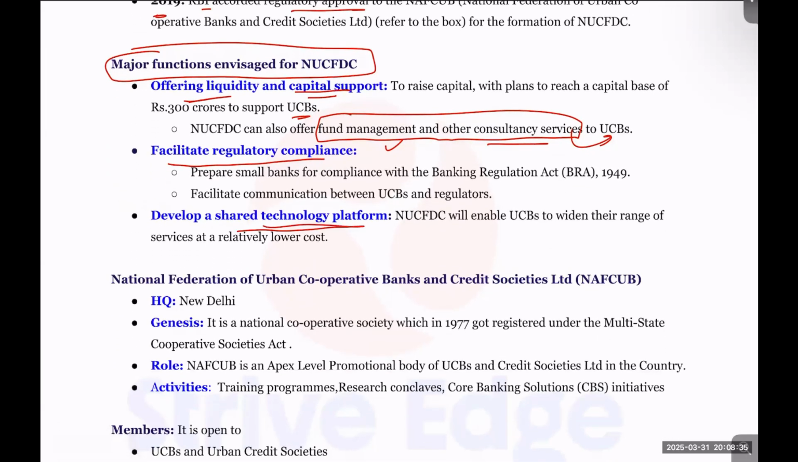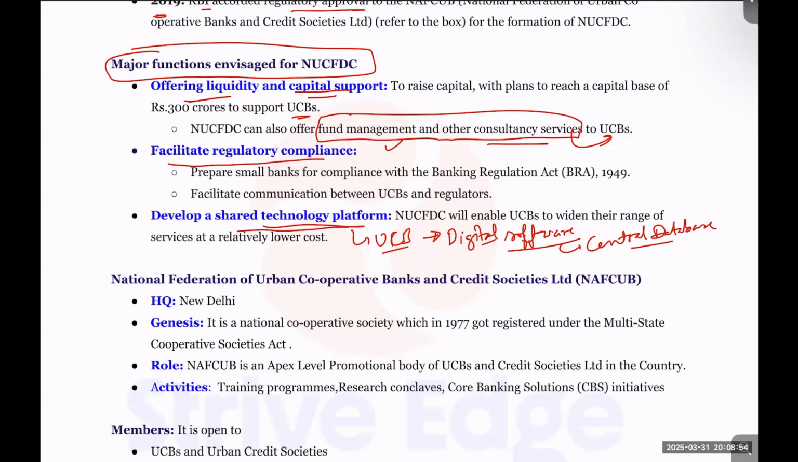The issue today for urban cooperative bodies is that they don't have better digital software which can connect them to a central database.